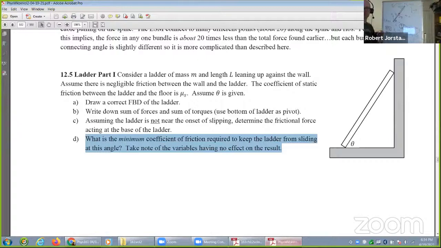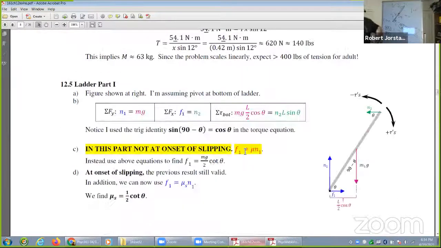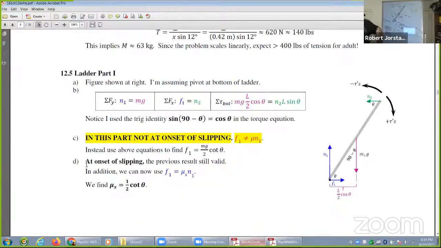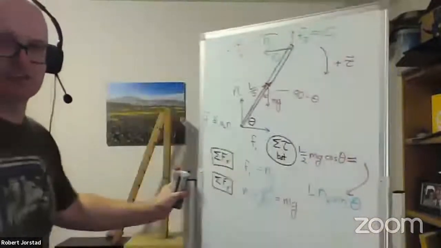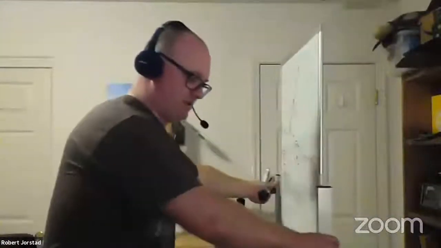So let's go in and look at it. So at onset of slipping, that's when we use that result. And notice I get this weird cotangent crap. All right. So far, so good? All right. So now what I'm going to do is I'm going to do a variation on this. Let me just show you, and then I'll come back.